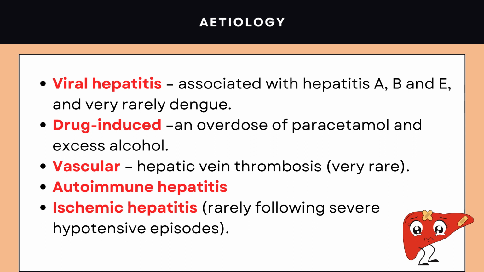Under viral hepatitis, we can categorize hepatitis A, B and E, and very rarely, as I mentioned earlier, dengue. Also under drug-induced etiologies, the overdose of paracetamol is very common and excess alcohol is also very common. Under vascular causes, hepatic vein thrombosis, which is a rare etiology, autoimmune hepatitis and ischemic hepatitis.